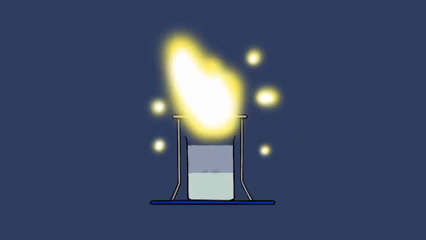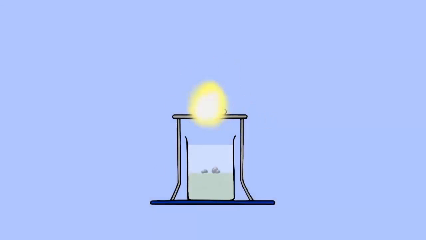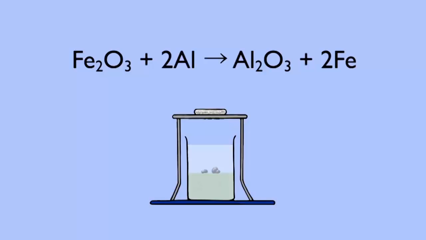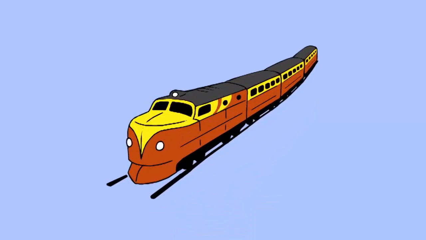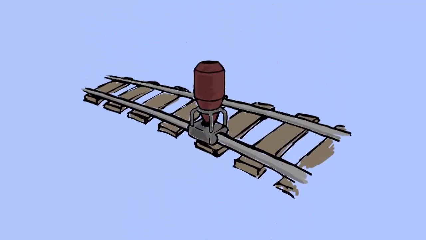The more reactive aluminium displaces the iron from its oxide. When it has finished, you'll see a lump of molten pure iron left behind. We used to rely on the Thermite reaction when laying down lengths of railway track to fuse two pieces of track together, and in fact it is still used today to carry out repairs to existing railway lines.